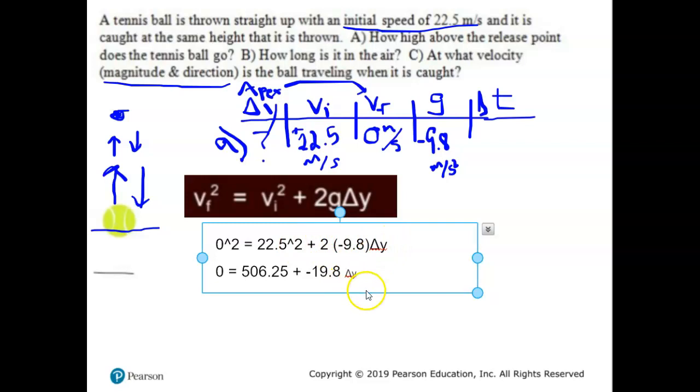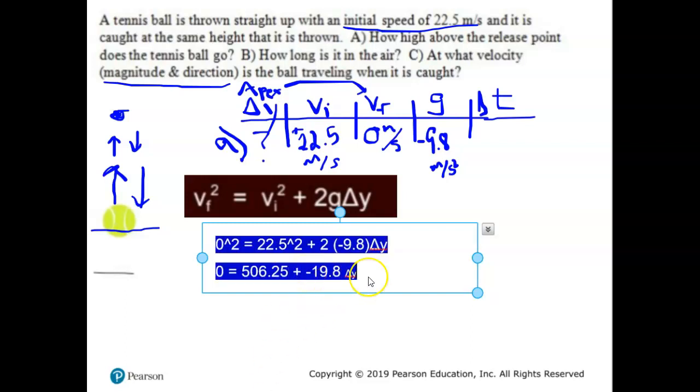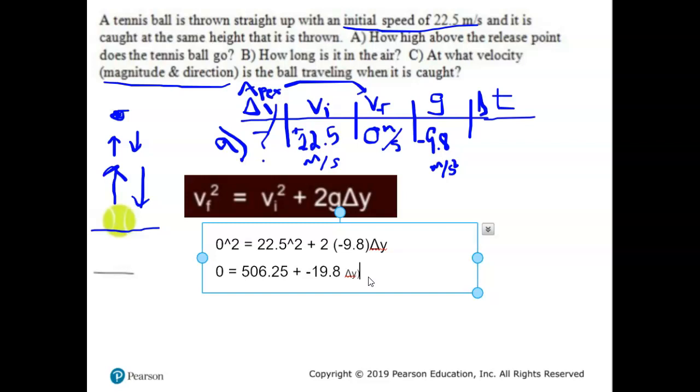All right, so just a point of contention here. Sometimes people try to solve this incorrectly, and the most common math mistake I see is they take the 506.25 and they try to add it to the negative 19.8. These two ideas are combined through multiplication. So that is one kind of term, and you can't just add the coefficient of a term to a number and get an answer. That's not how it works.